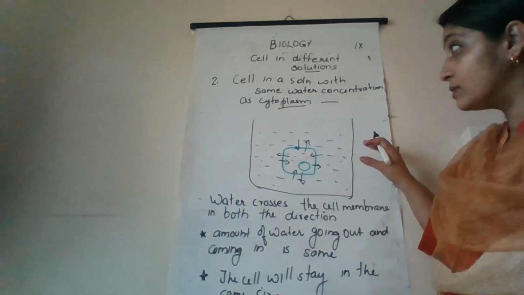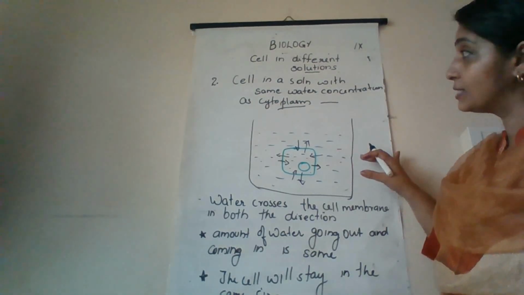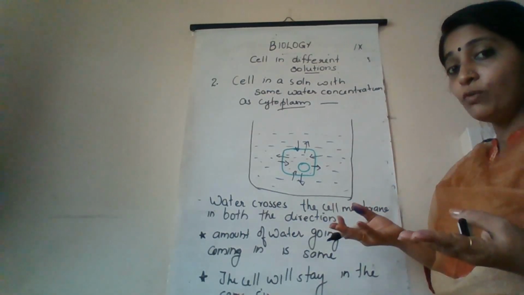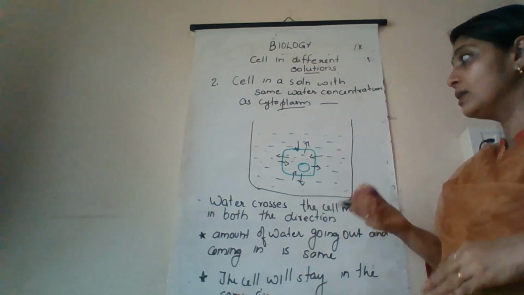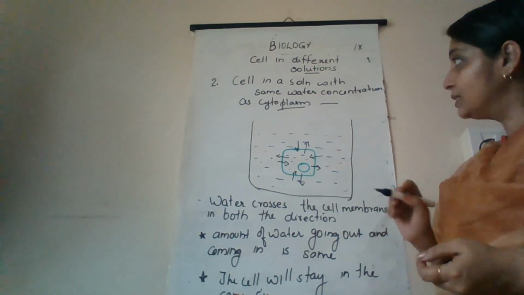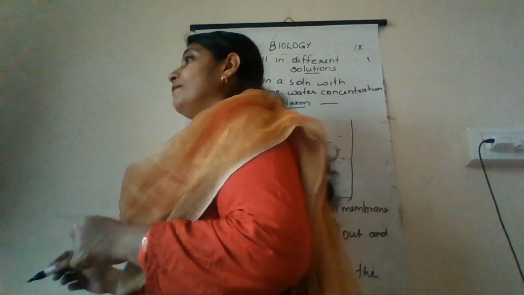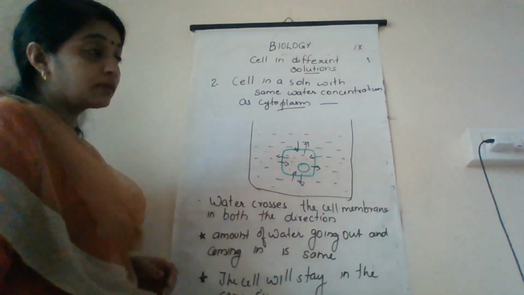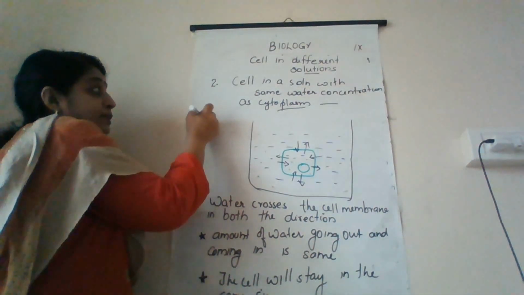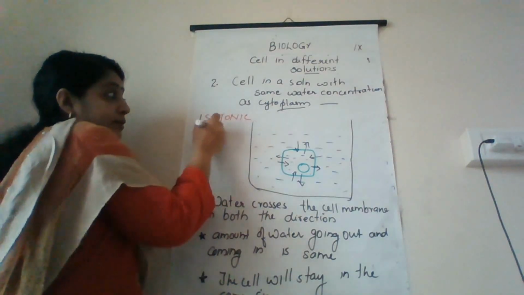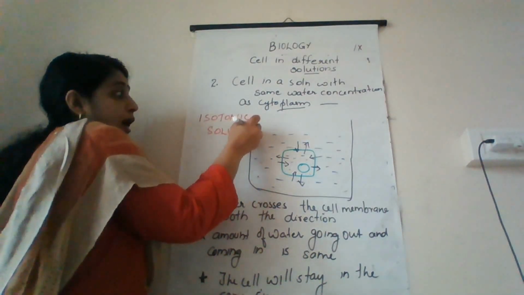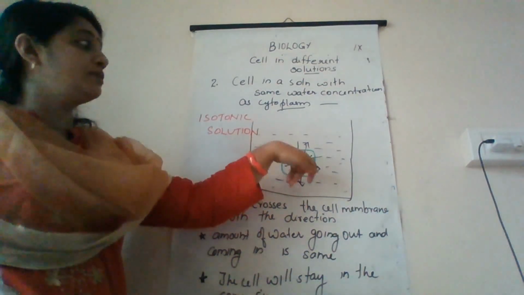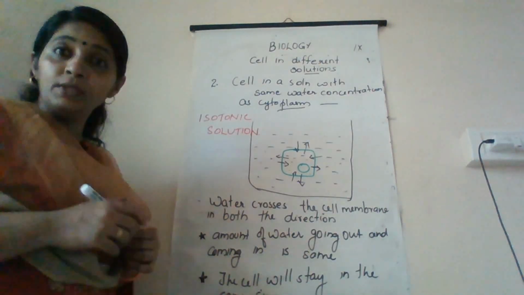So if it is a solution having the same water concentration as the cytoplasm of the cell, the water will move in and out. The amount of water moving in and out will be the same, so nothing will happen to the cell. Such a type of solution, which has the same concentration as the cytoplasm of the cell, we call an isotonic solution. Here the concentration of water molecules will be the same as the concentration of water molecules in the cytoplasm of the cell.